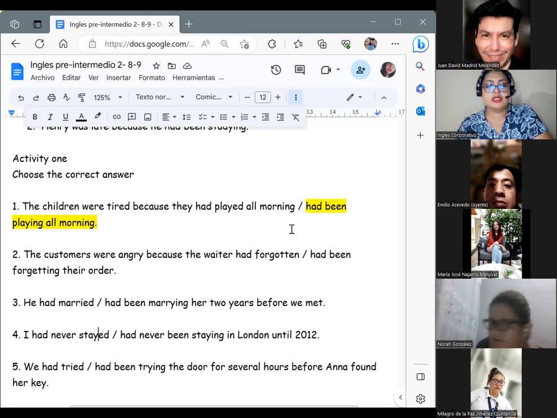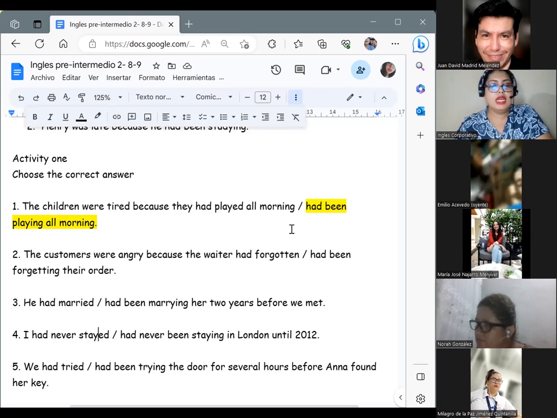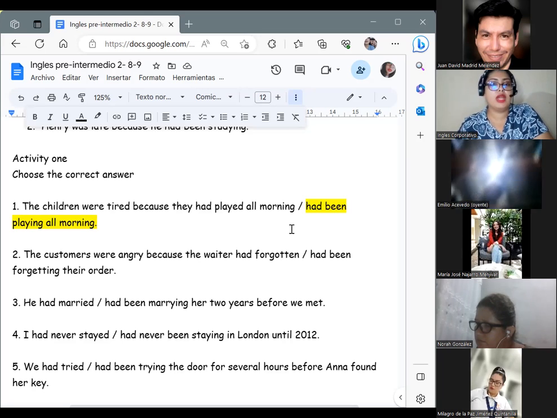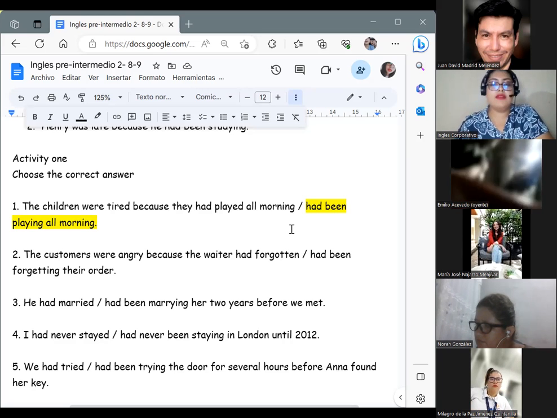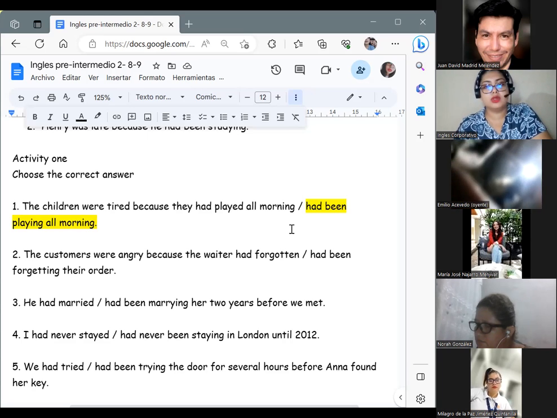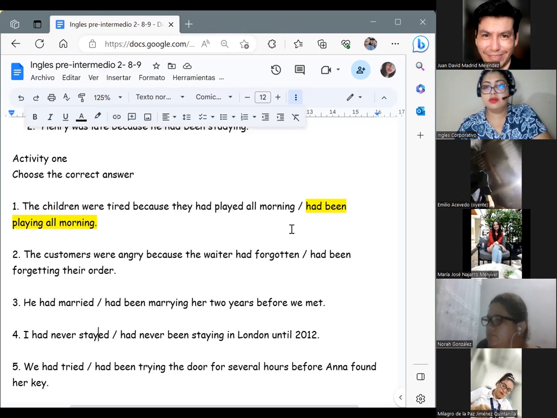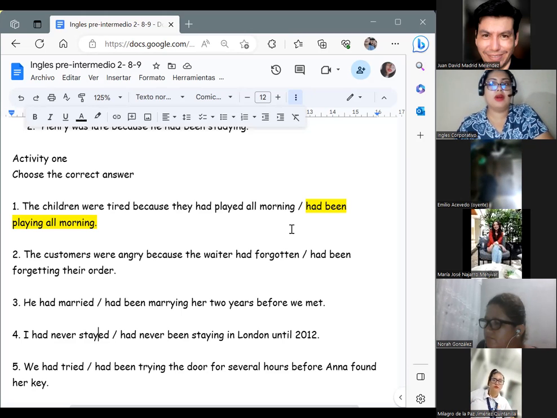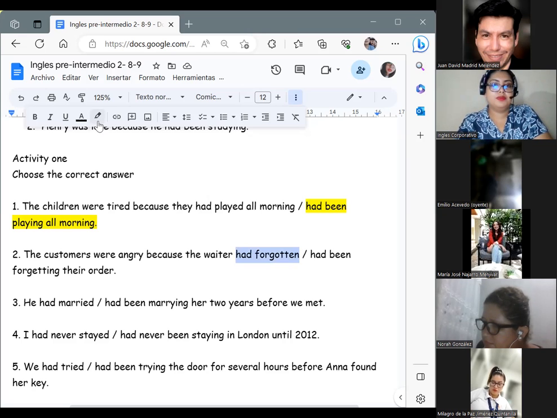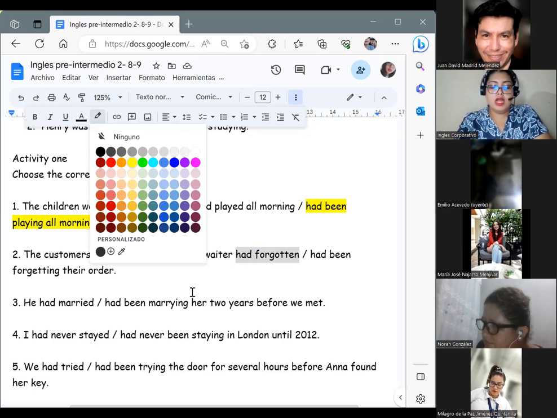Okay, in this case it says the customers were angry because, los clientes estaban enojados porque el mesero había olvidado o había estado olvidando su orden. Había olvidado, ¿verdad? En este caso sería had forgotten their order. Okay, very good. Third one.